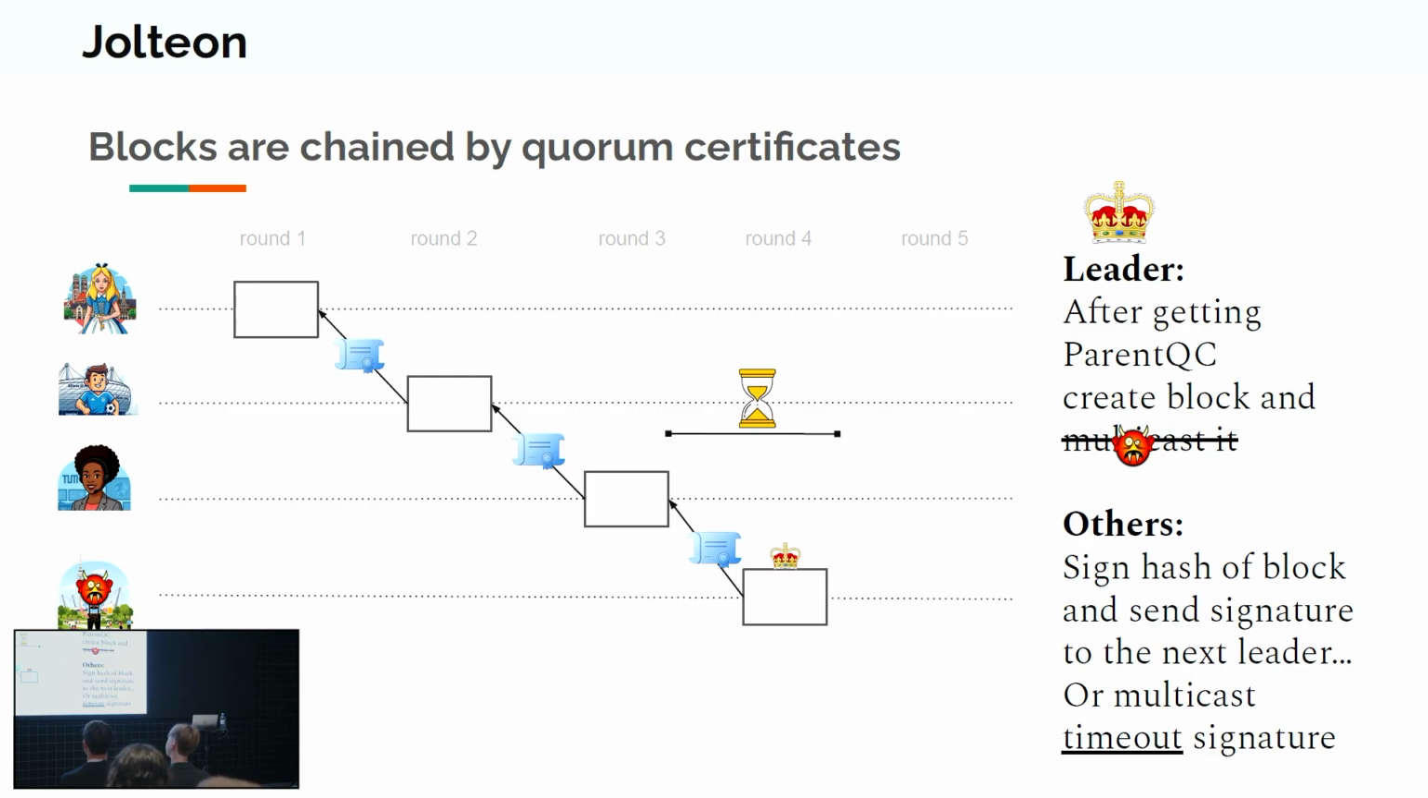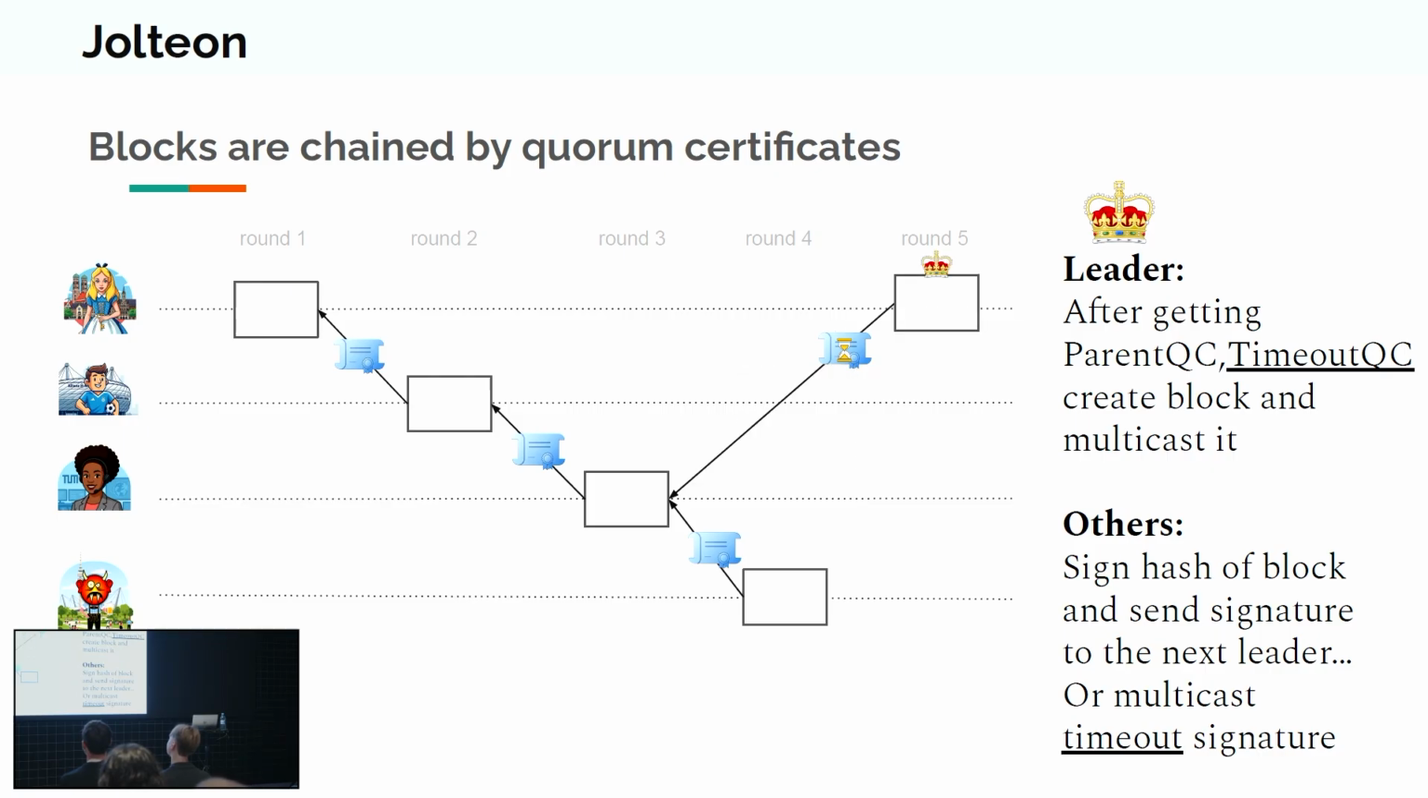And after 2 timeouts here, what will happen is basically these partial timeout signatures can be aggregated into the timeout quorum certificate, which will basically prove that a quorum of the network experienced a timeout in that round, and we have a legit reason to skip the block proposal in round 4.